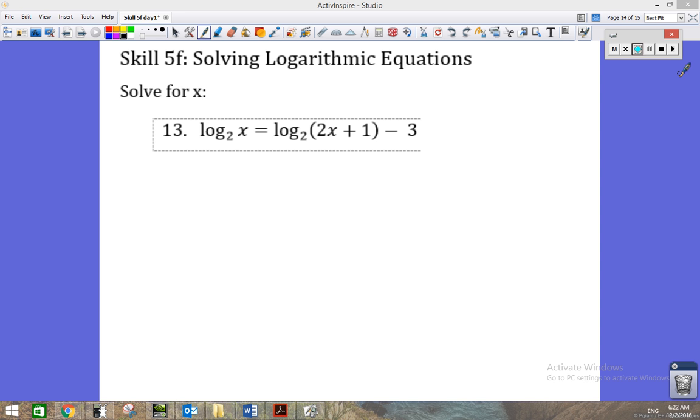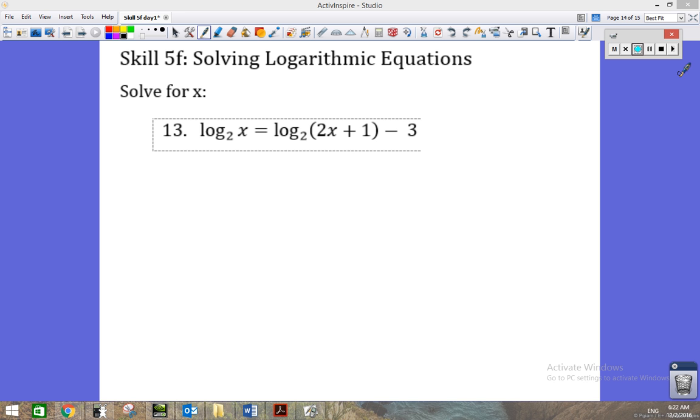We're looking at Scale Packet 5, which is our exponential and logarithmic functions, and in this Scale 5F, we're solving equations of these log equations. You have to know your properties of logarithms and the definition of a logarithm in order to do these. So let's take a look at this.